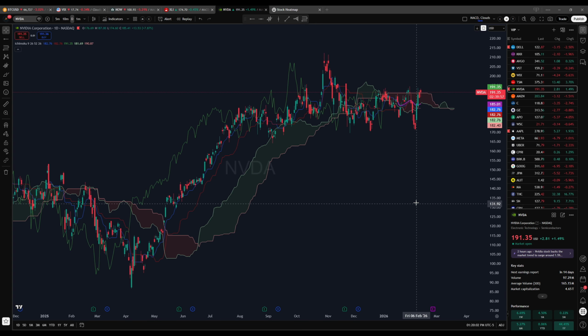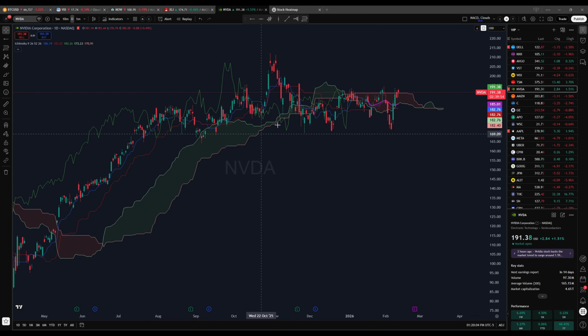Number 1 is price must be outside the cloud. If price is somewhere in this cloud, we don't trade. We want clean trends only. Number 2, the lagging span must be above price for a buy. It needs clear air to run.